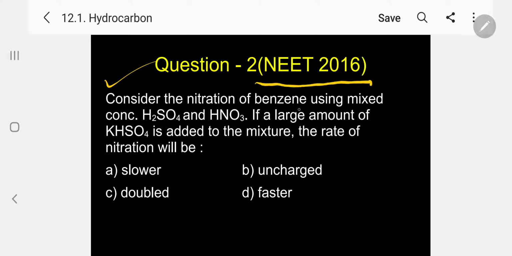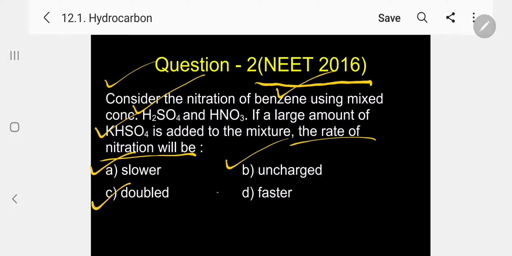Consider the nitration of benzene using mixed concentrated sulfuric acid and concentrated nitric acid in the ratio of 2:1. If a large amount of potassium hydrogen sulfate is added to the mixture, the rate of nitration will be: A, slower; B, unchanged; C, doubled; D, faster. Please follow. This question was asked under aromatic compounds, because of benzene. Hydrocarbon is the general unit, and under this comes the aromatic compound benzene.